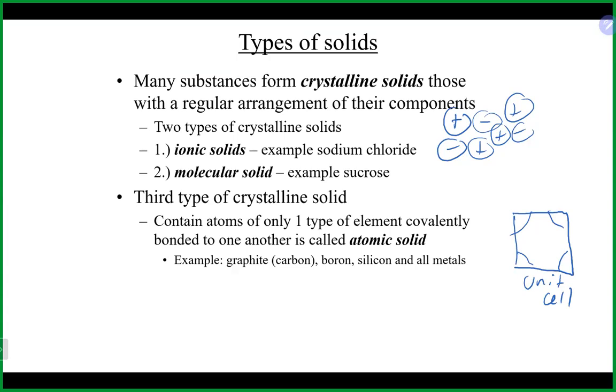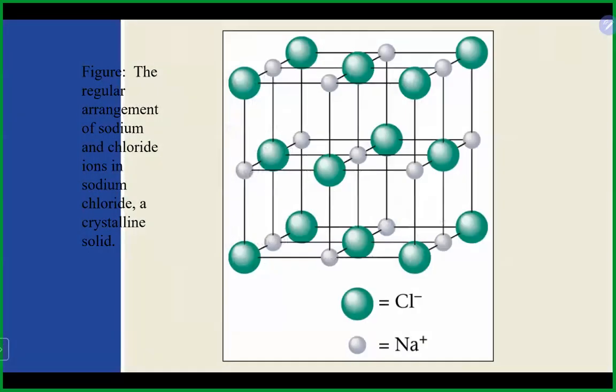Molecular solids, like sucrose, use covalent bonding and interaction between them, like we have here with atomic solids. So this again is that very ordered arrangement of our negative ions and our positive ions, which are the smaller ones because they lost electrons. And again, that very repeatable pattern in an ionic solid.